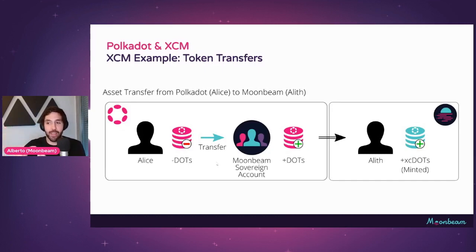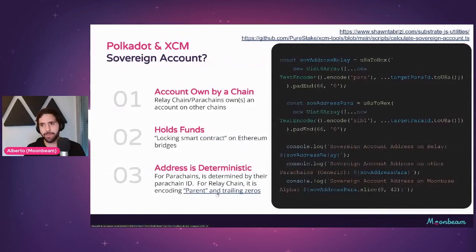And in this case, those XCM instructions, when they're executed, are going to mint xcDOTs, which are, in our case, a one-to-one representation of the DOTs that were sent by Alice. And they're going to be transferred to Alice, or whatever address Alice actually decided to transfer them to. So this is very high level, right? But before we take a deep dive into the tech part, let's talk about the sovereign account.